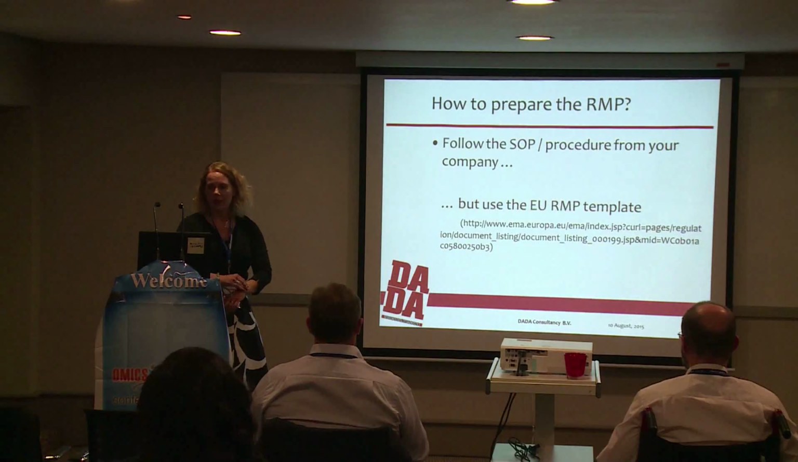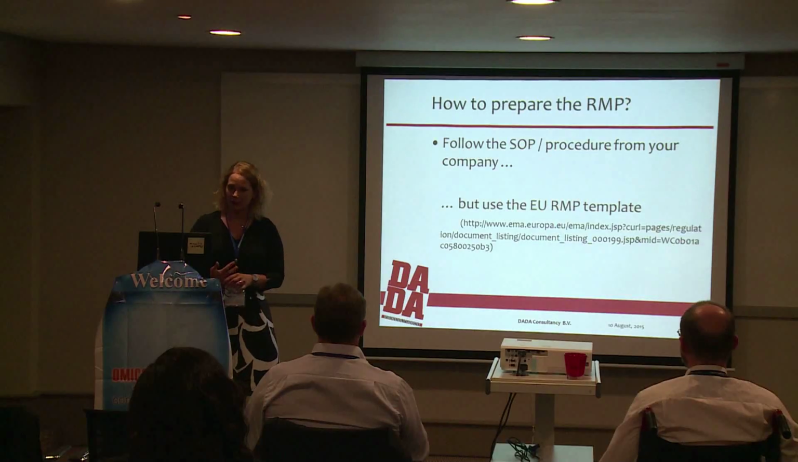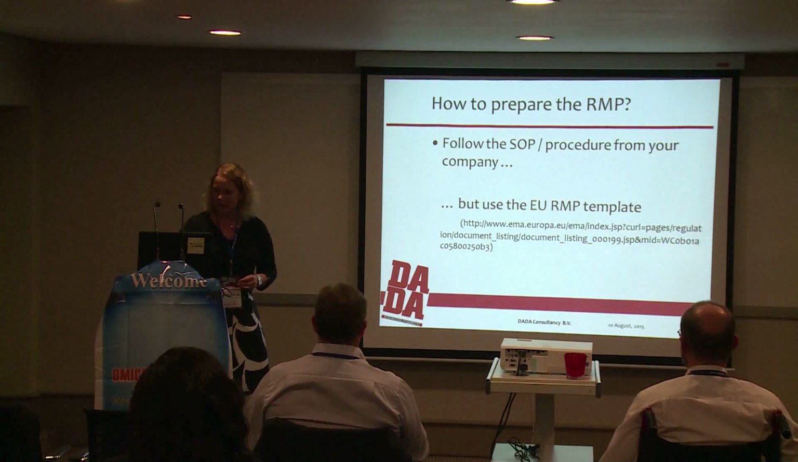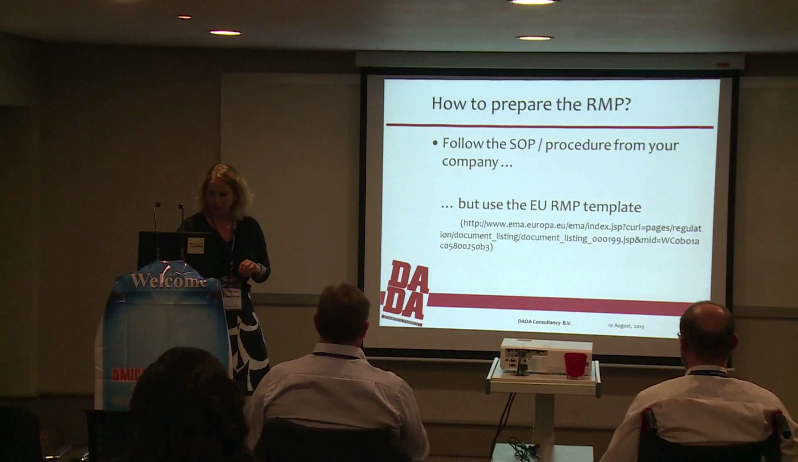So how to prepare a risk management plan? You have to follow the SOP or procedure from your company. So you need an SOP in your company to write a risk management plan, and you have to use the EU RMP template, because if you don't, you'll get comments during the submission period.